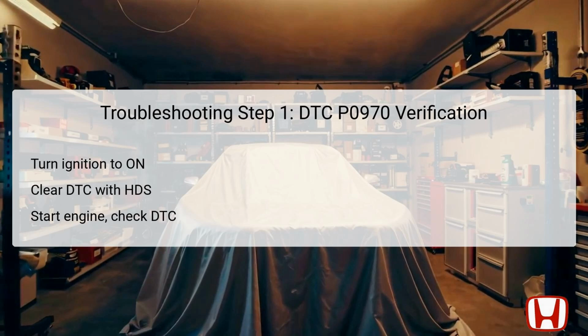If DTC P0970 is indicated, this confirms that the failure has been duplicated, allowing the technician to proceed with a targeted approach in Step 2. If not, the issue may be intermittent, suggesting the system is functioning correctly at that moment.